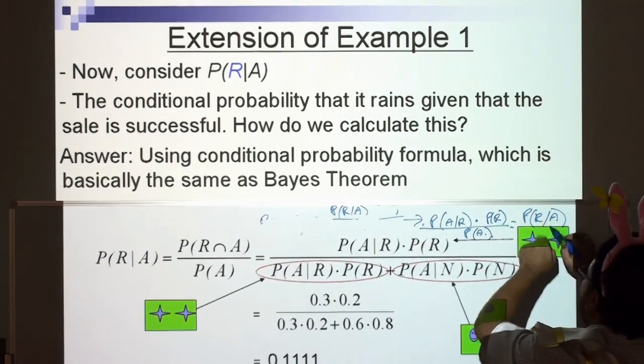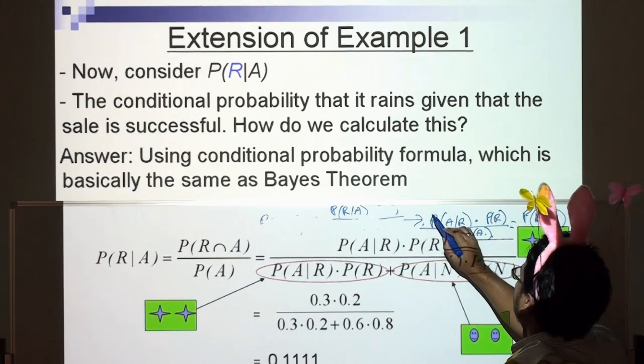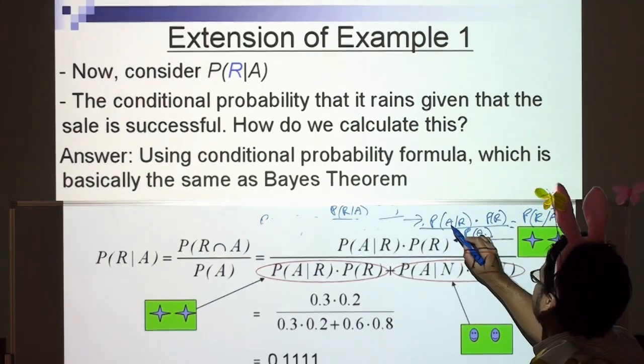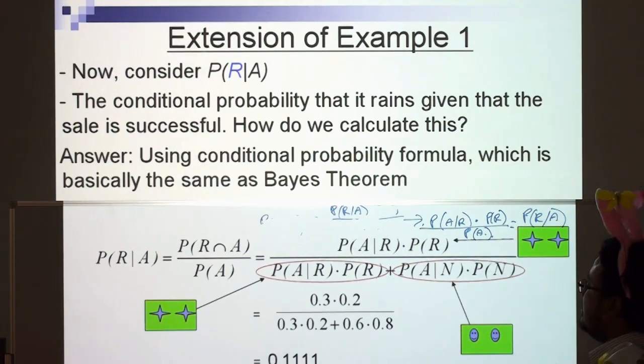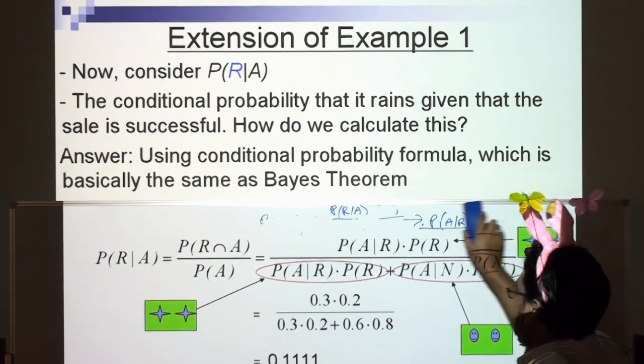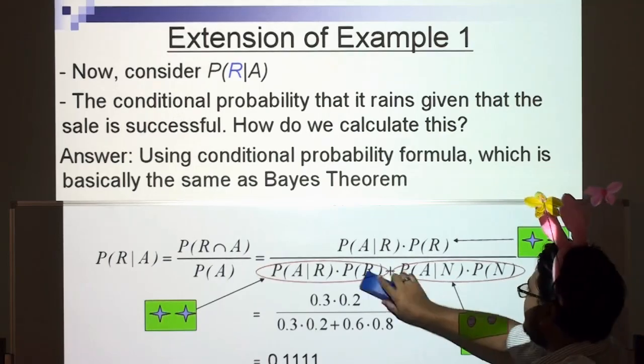The probability of rain given success is just the opposite. Probability of success given rain multiplied by the probability of rain, over the probability of success. Okay, that's using Bayes' theorem.